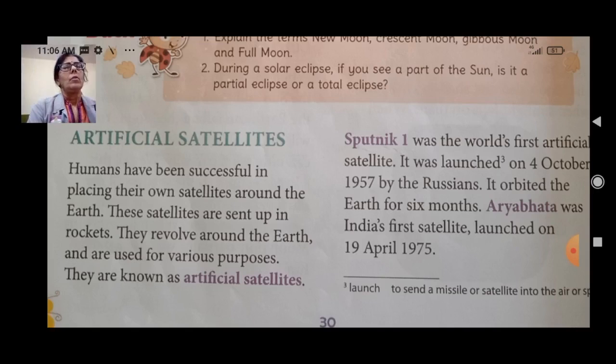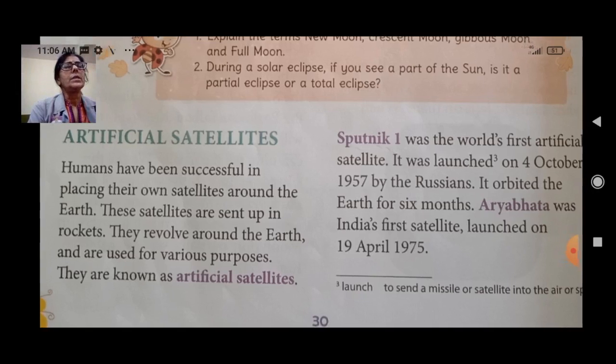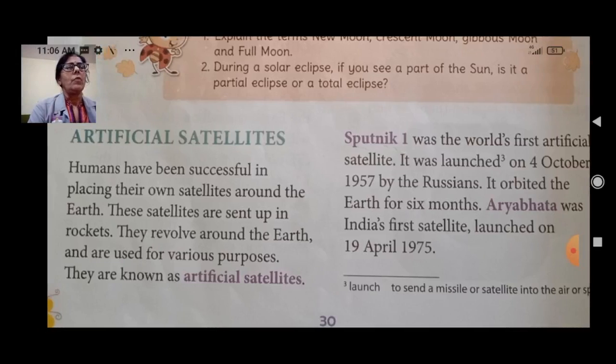Sputnik 1 was the world's first artificial satellite. It was launched on 4th October 1957 by the Russians. It orbited the Earth for 6 months. Aryabhatta was India's first satellite, launched on 19th April 1975.